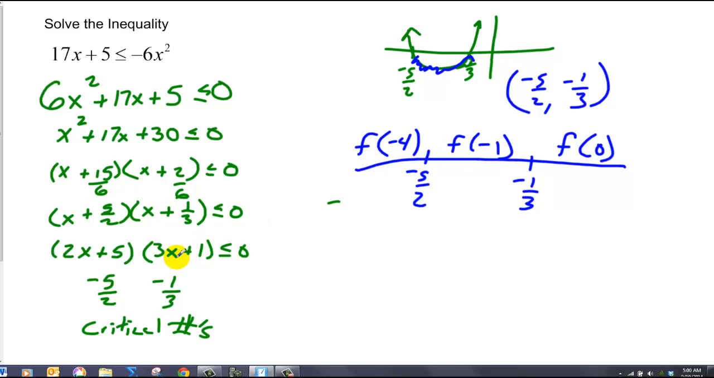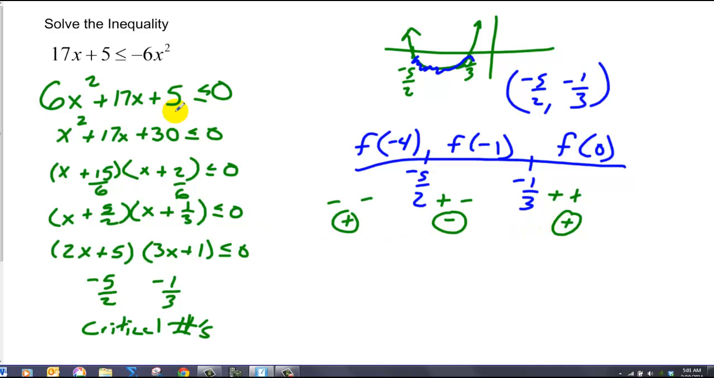When I plug negative 4 into this, we also get a negative number, which ends up being positive. Plug a negative 1 in, I get a positive and a negative 1 in, I get a negative, which ends up being negative. And then finally plugging 0 in, I get a positive and a positive, which is a positive.